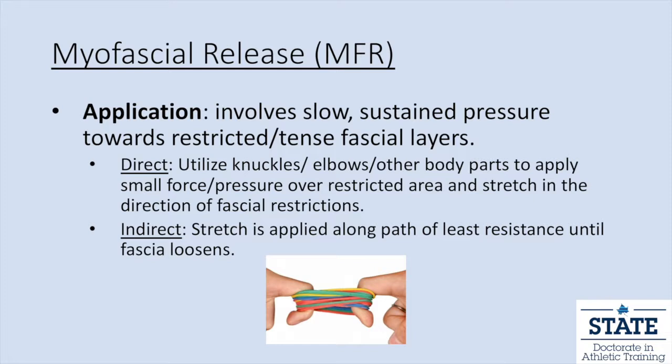So direct myofascial release is where the clinician or the patient utilizes their knuckles or elbows or fingers and other body parts to apply a small force or pressure over the restricted area. Usually that's where the pain-sensitive area is, and stretch it in the direction of the fascial restrictions. The indirect application is just applying the stretch with very little force, and do that along the path of least resistance until the fascia loosens. So you're almost kind of avoiding that restricted area.